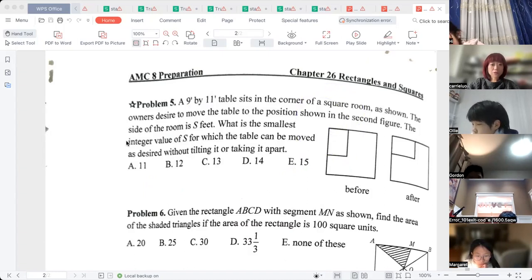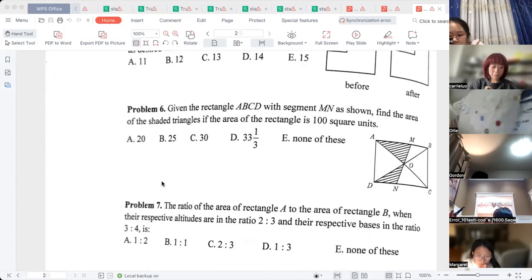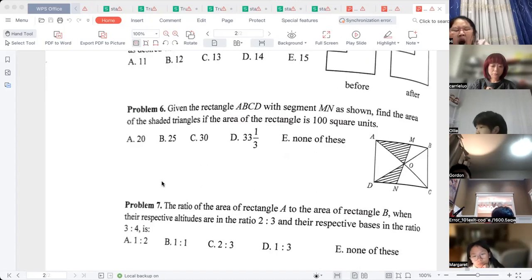Get it, boys and girls? Let's move to number 6. In order to get you more involved, Oliver, could you please read the question for me? Number 6. Given the rectangle ABCD with segment MN shown, find the area of the shaded triangles if the area of the rectangle is 100 square units.